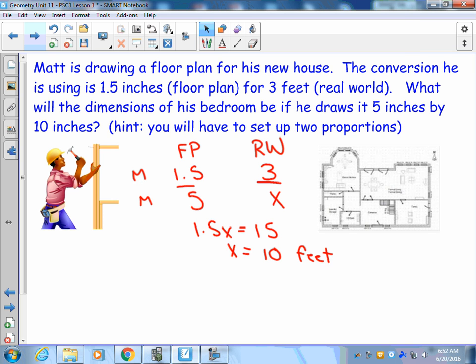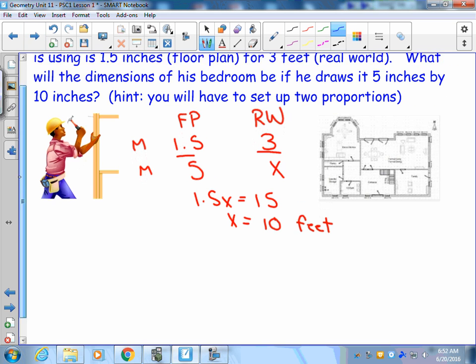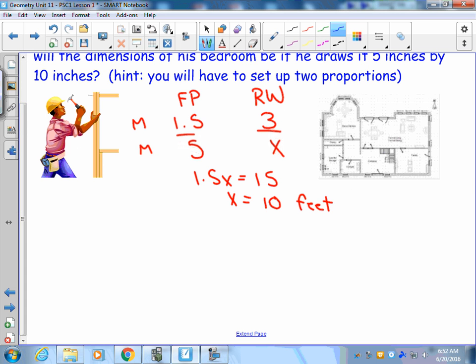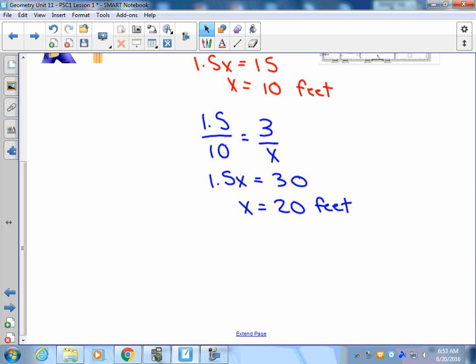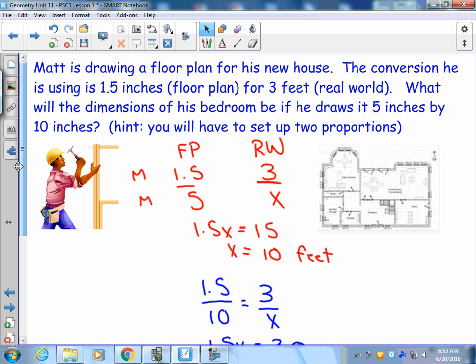And then we're going to have to set up our second proportion, okay, because it's 10 inches the other way. So we've got 1.5 over 10 equals 3 over x. Okay, now pause here for just a second and think, do you know the answer to this question? You might know the answer already. X equals 20 feet. So this room would be 20 feet by 10 feet for the dimensions of the actual bedroom based on the drawing of the bedroom.